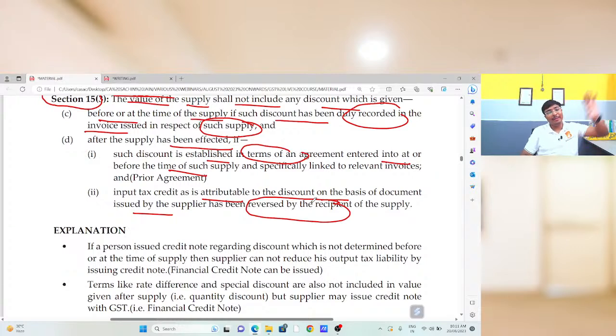If the terms have already been decided, in that case you can issue the trade discount, or if the discount is decided at the time or before the supply and the same is reflected in the invoice, in that case also we can adjust the GST figure. And in case of all other types of discounts, we cannot adjust the GST figures, we just need to adjust the taxable value. That is the specific meaning of section number 15, subsection 3.